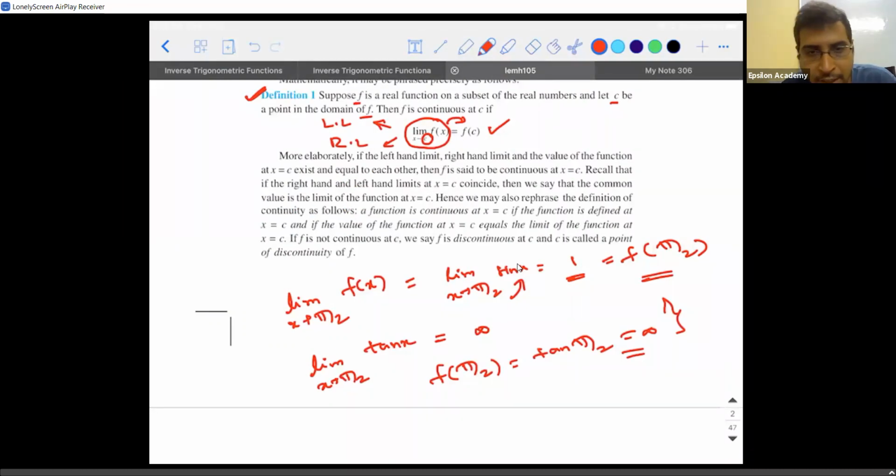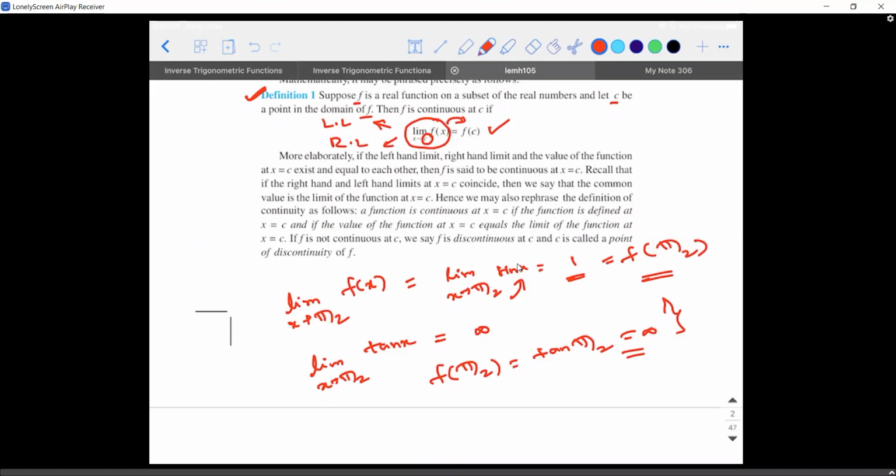But is it right? It's not in the domain of f. Pi by 2 is not in the domain itself. No?